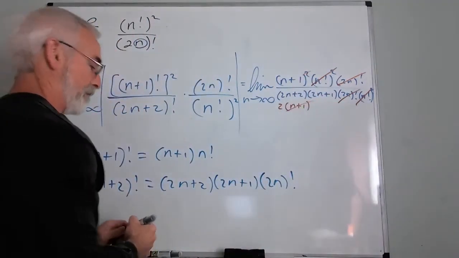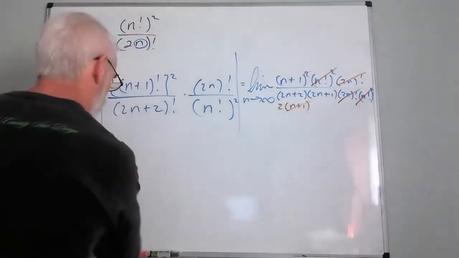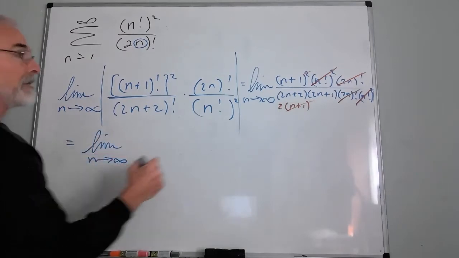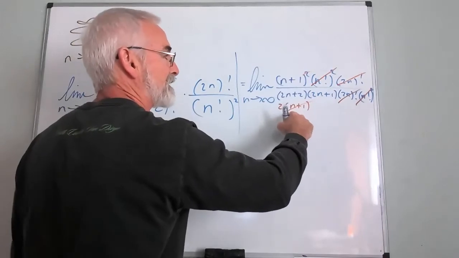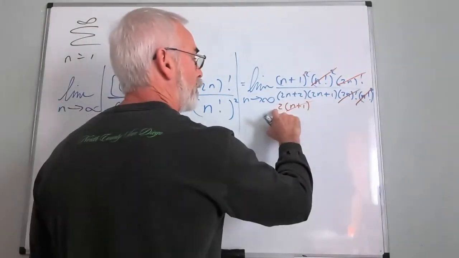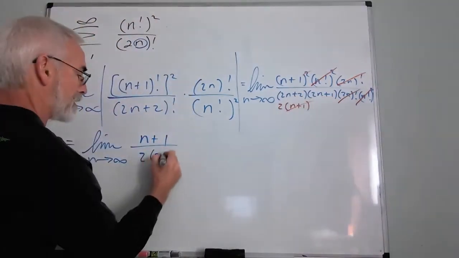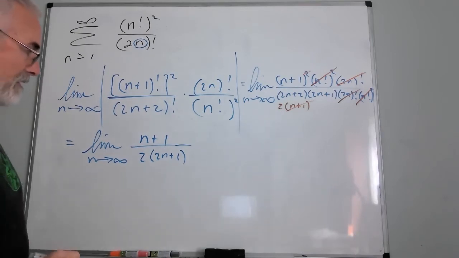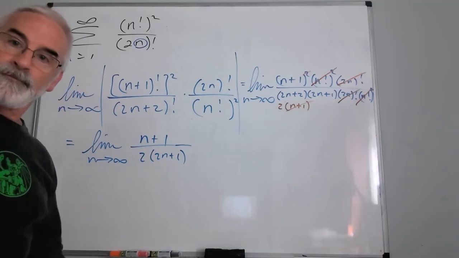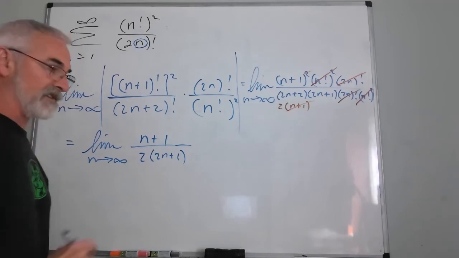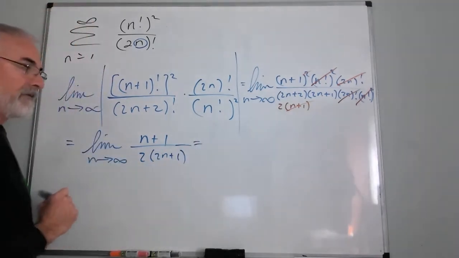So after all of this, what am I left with? On top, you didn't have to do that step, but I think that step makes it even easier. Right now on top, all you have left is an n plus 1. On the bottom, you have a 2 times 2n plus 1. As n grows without bound, what is this limit? These are both first degree. The lead coefficient on top is a 1. The lead coefficient on bottom is a 4. So what is this limit? 1 over 4.